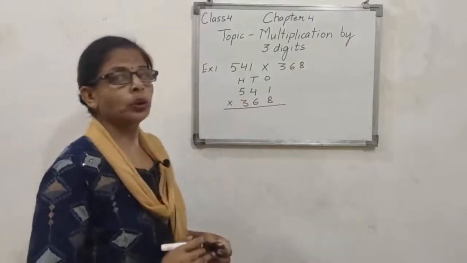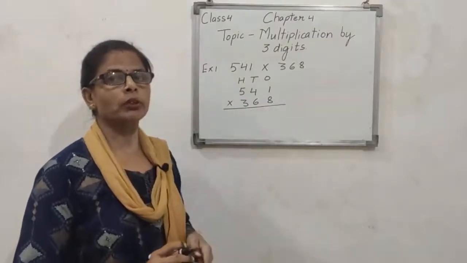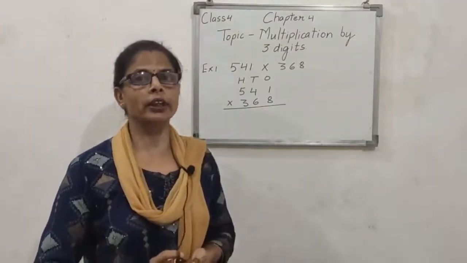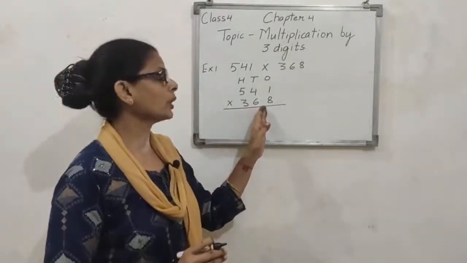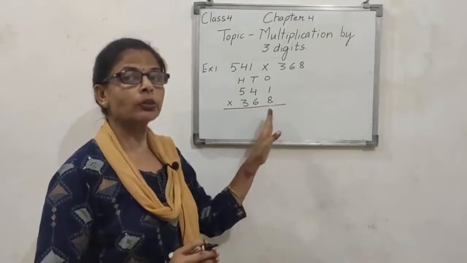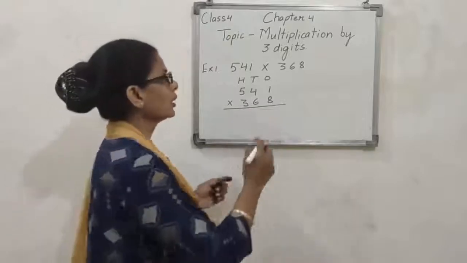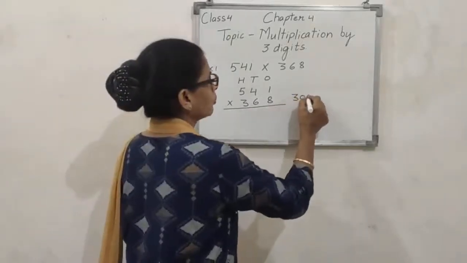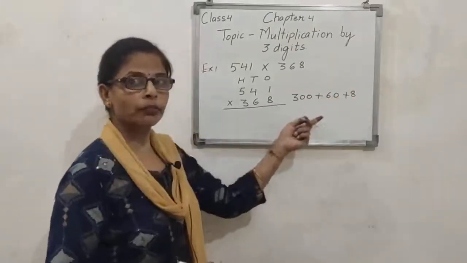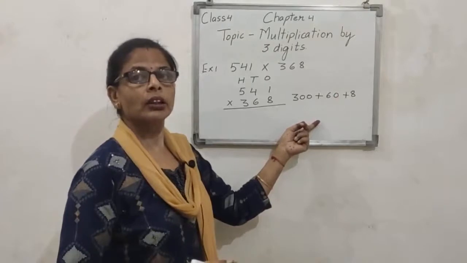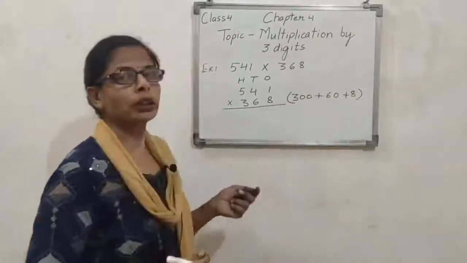Now you know that we have to multiply by 3 digits. In the first chapter you have learnt about the expanded form. So we'll write the multiplier in the expanded form. 368 means 300 plus 60 plus 8. This is the expanded form. You have already learnt it in the first chapter. So now we'll start multiplying.